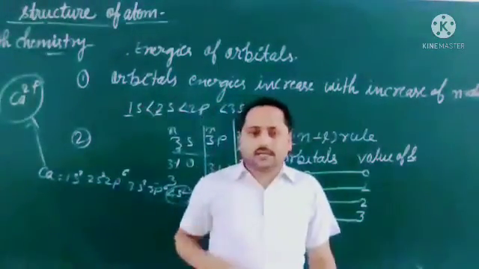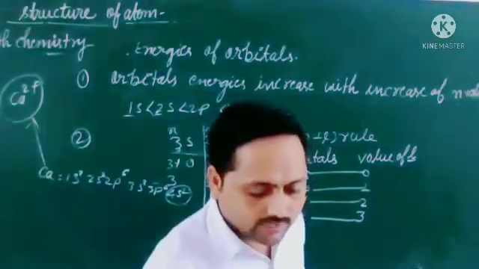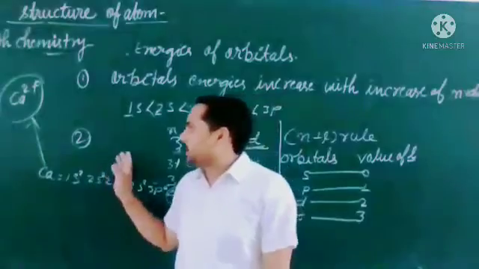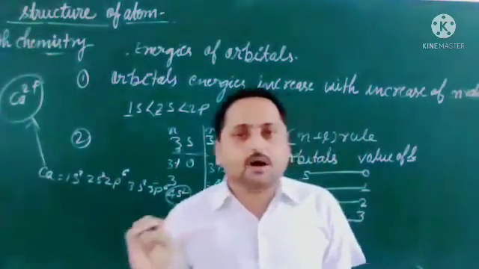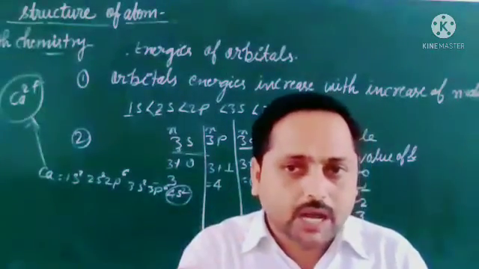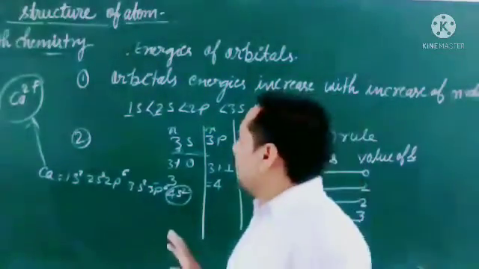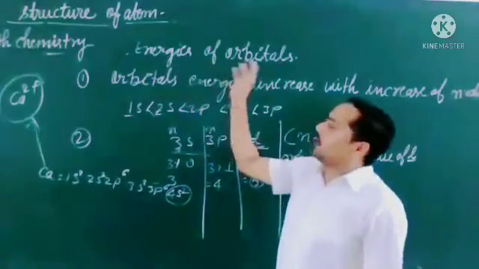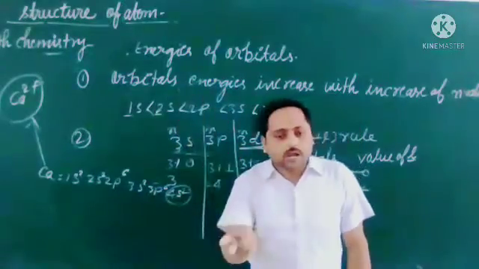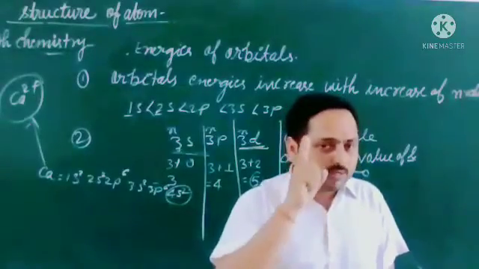If we are writing the electronic configurations of atoms, it is simple. But if we are writing the electronic configuration of ions, there is confusion about from which shell or which orbitals electrons will be removed. For that, we have learned the energy analysis of orbitals. In this case, we will get some rules, and with the help of that, we can write the correct electronic configuration. So what is the first rule?